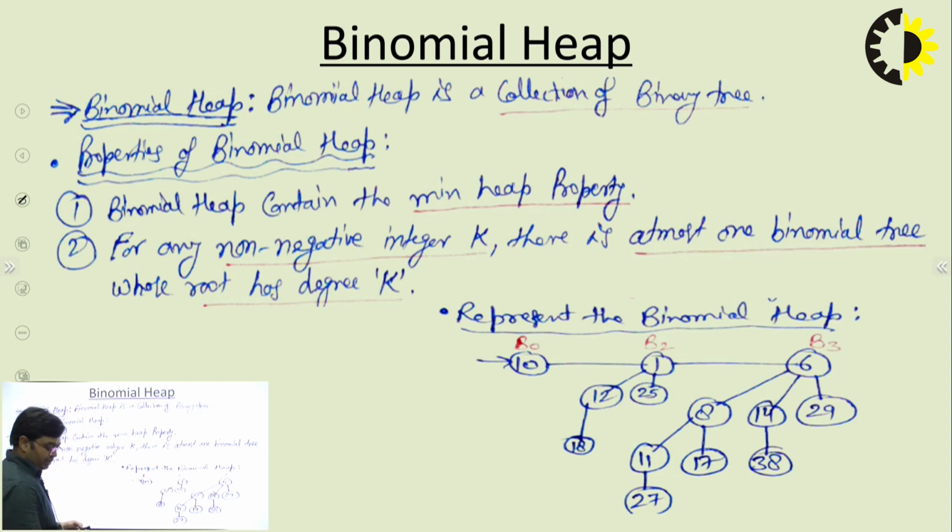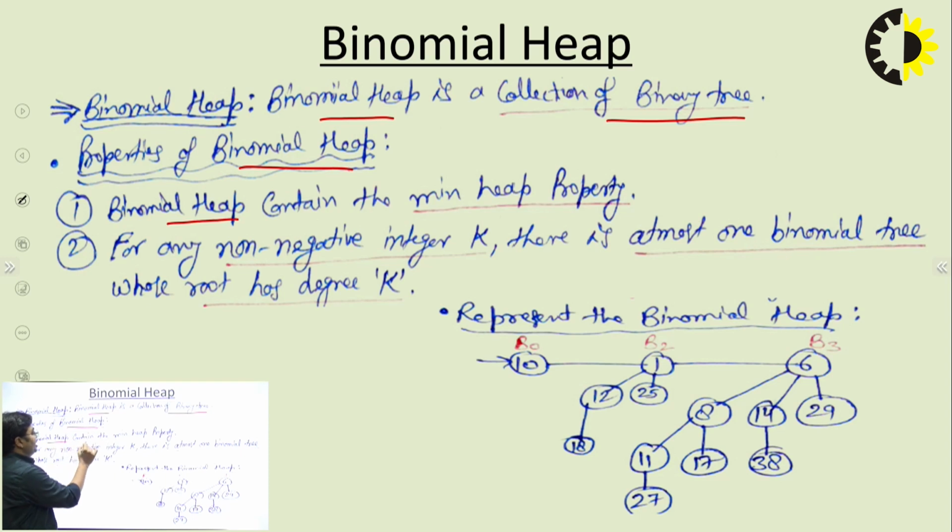Coming to the binomial heap. So what is a binomial heap? As we have said earlier, a binomial heap is a collection of various binomial trees. The binomial heap is the collection of binomial trees, and now the properties of binomial heap.